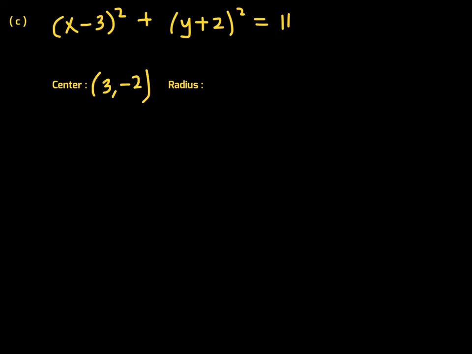Now the radius is going to be the principal square root of this number that we see on the end. All right, so we know the radius is going to be equal to the principal square root of 11. And it might be helpful to know that this is approximately equal to 3.32. You can punch that into your calculator to confirm.